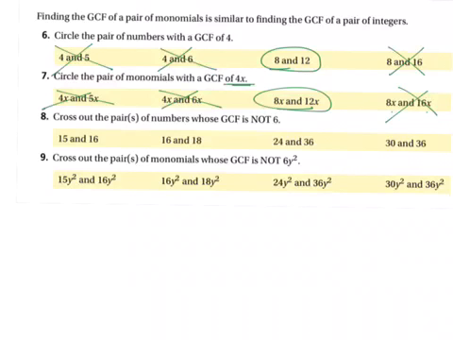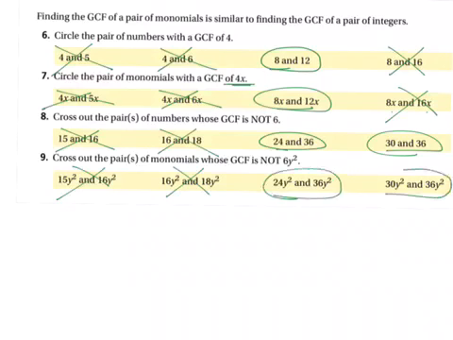In problem 8, we're going to cross out the pairs of numbers whose greatest common factor is not 6. So 6 is not the greatest common factor there, nor is it here, but it is here and it is here. Likewise, as soon as you add 6y squared, these are still not a product of something that has 6, or 6y squared in this case, as a factor of it. This does, and this does as well.